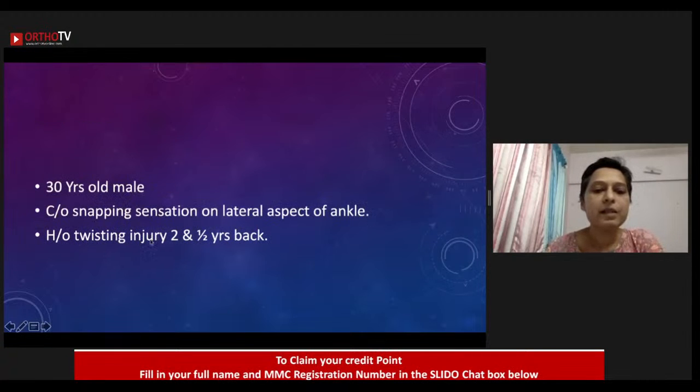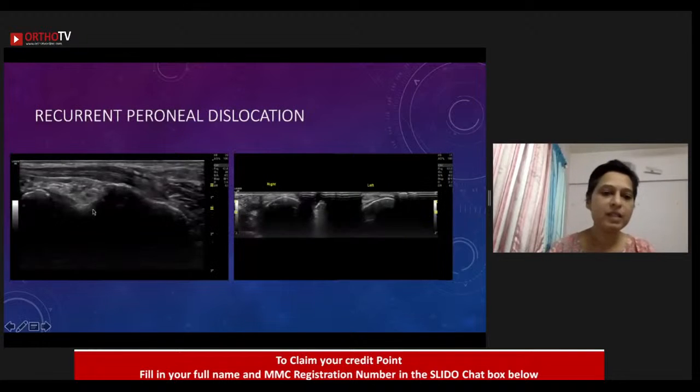Again, this is a 30-year-old male patient who presented to us with a snapping sensation on the lateral aspect of the ankle. There was just a history of a twisting injury 2.5 years back. This is the peroneal tendon. This peroneal tendon looks absolutely all right on the right as well as the left side. But now see the video.